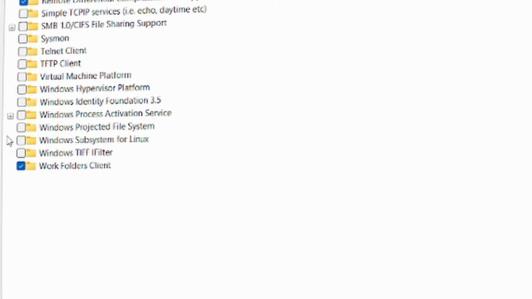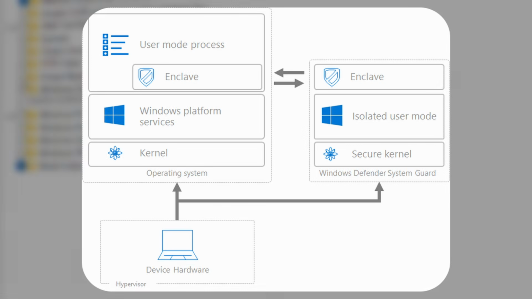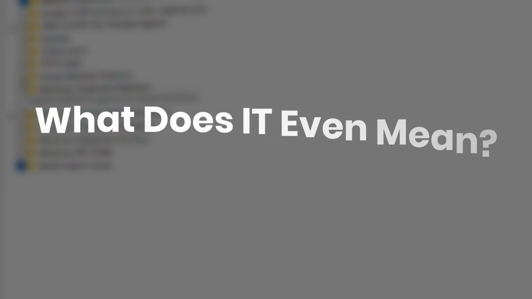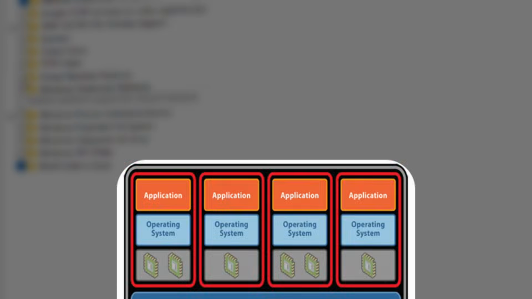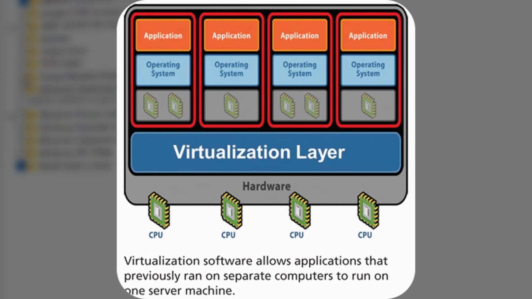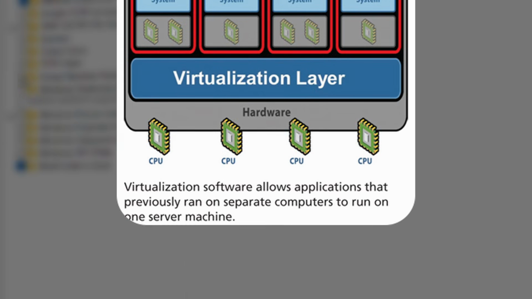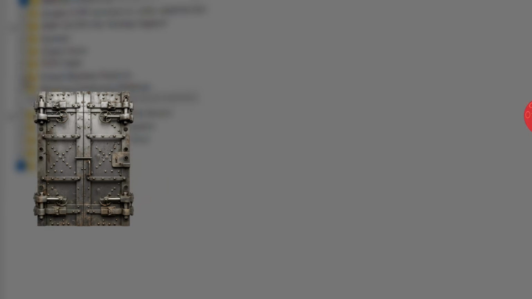Just so you know, memory isolation uses virtualization to protect core Windows processes from malicious software by isolating them in memory. Now let me break down what memory isolation or core isolation actually means. Basically, Windows has this feature that uses something called virtualization to protect its most important processes. Think of it like putting those processes inside a locked room in your computer's memory, so that if malware tries to attack, it can't easily reach them.